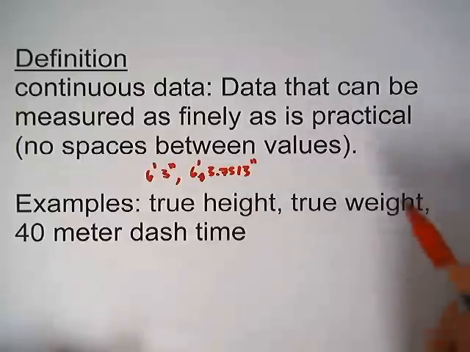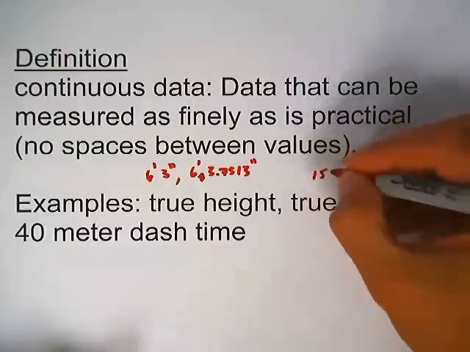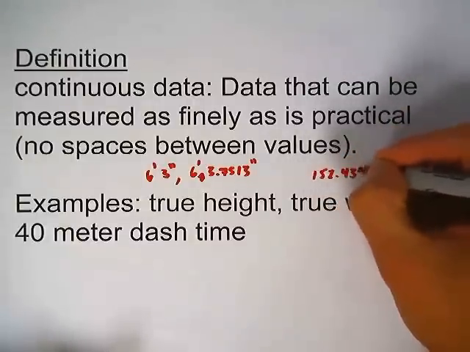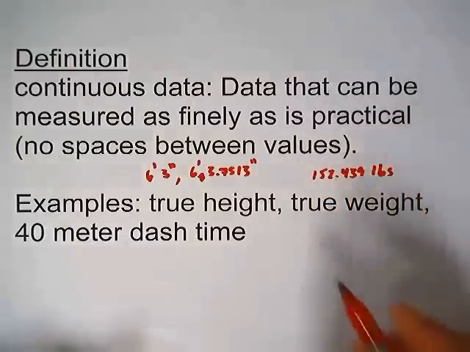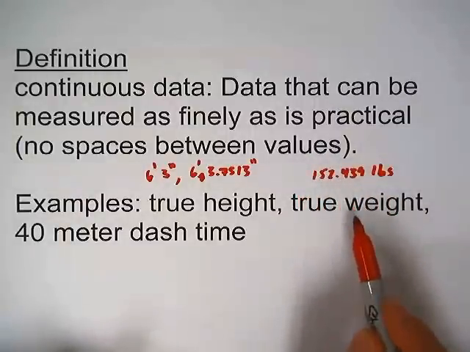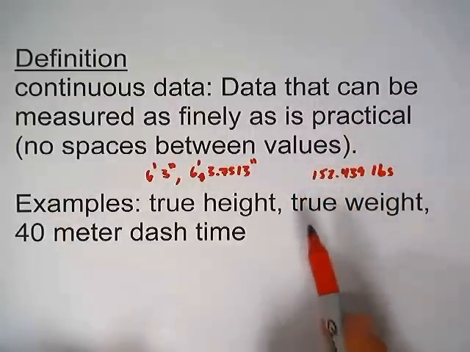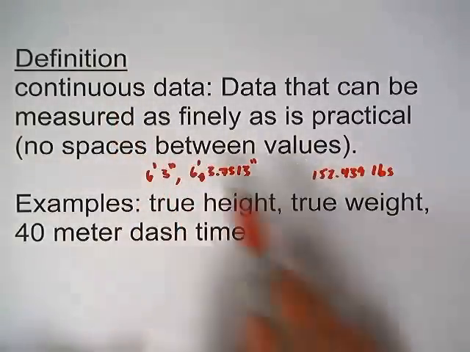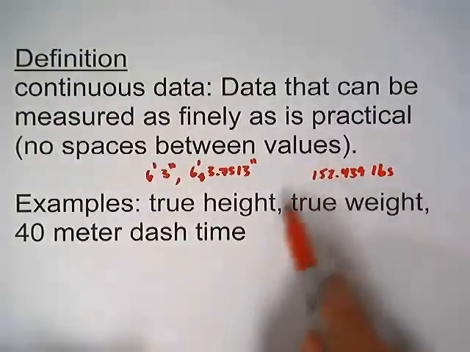Same thing with true weight. You might have somebody that weighs 152.439 pounds. If we had a better and better scale, we could measure that person more accurately. So true weight here would be continuous data or a continuous variable.